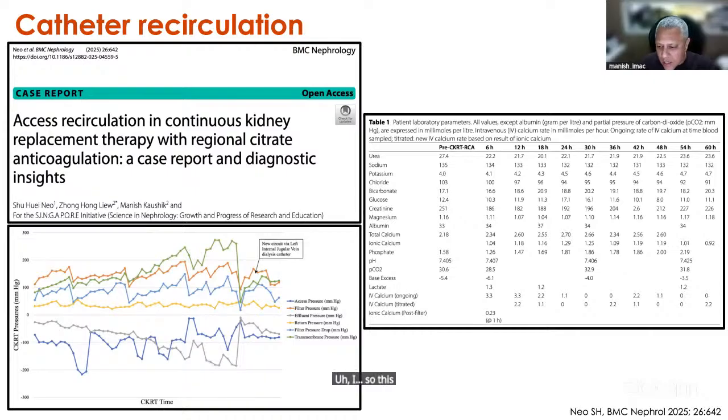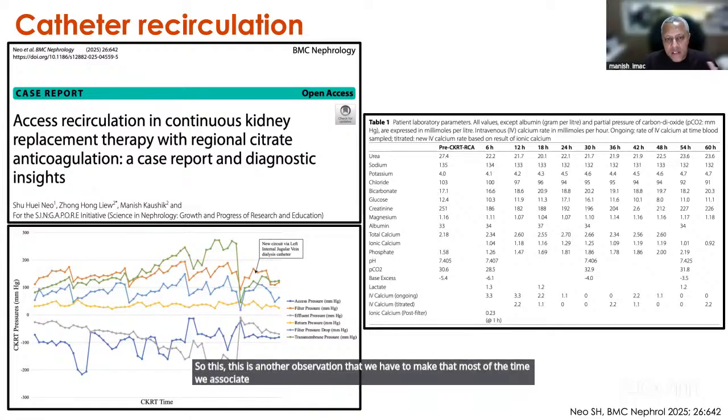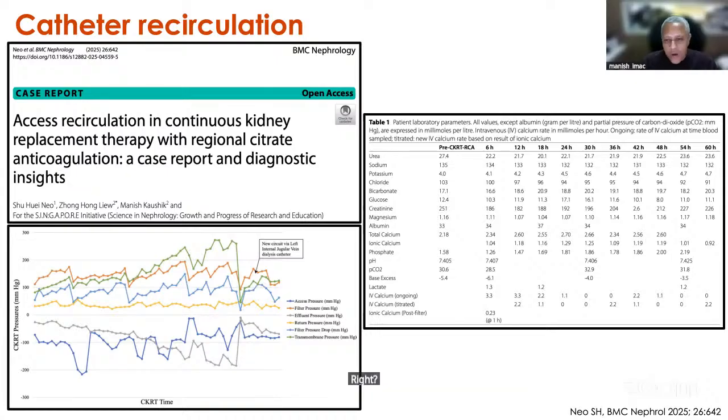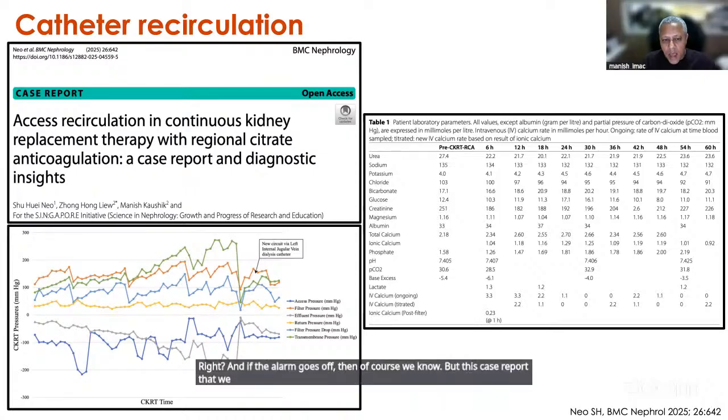So this is another observation that we have to make, that most of the time we assume that if there is a vascular access malfunction, we will be alerted to that malfunction by the CRRT machine alarm, right? And if the alarm goes off, then of course we know. But this case report that we recently published highlighted to us that you have to be cognizant that recirculation may be happening and your CRRT delivery may be ineffective, even in the absence of any alarms.